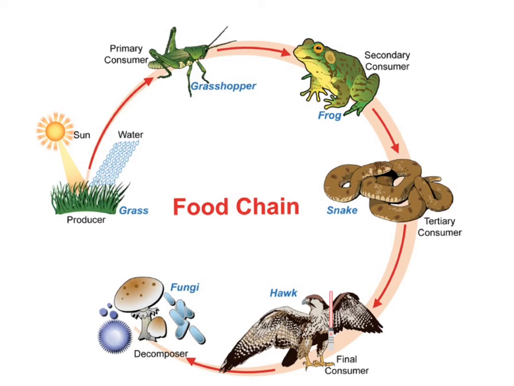And then finally, when the hawk dies, its body goes back to the grass where the energy is passed to. So then it starts all over again, and the energy just keeps circling around and around. And that is the story of the food chain.